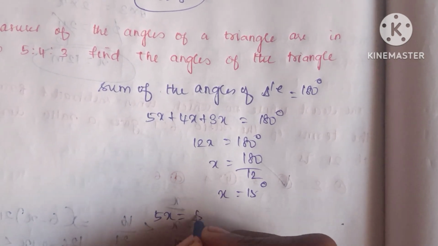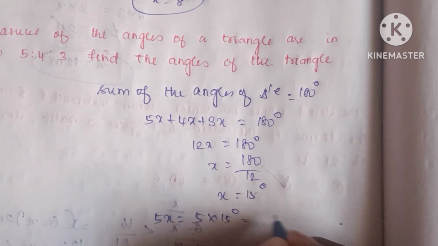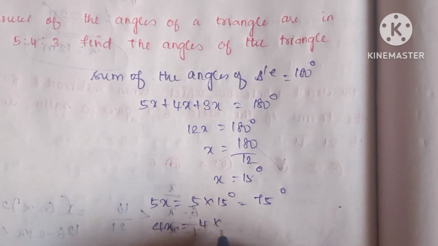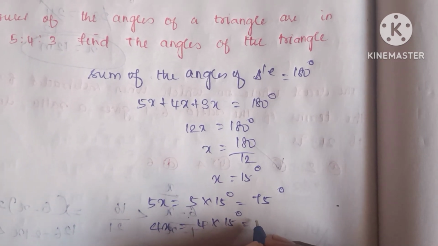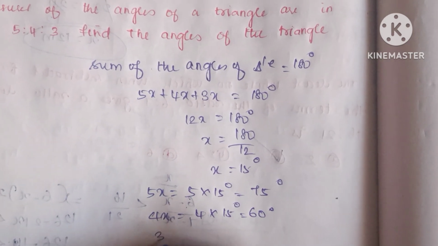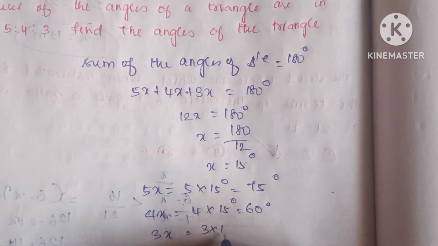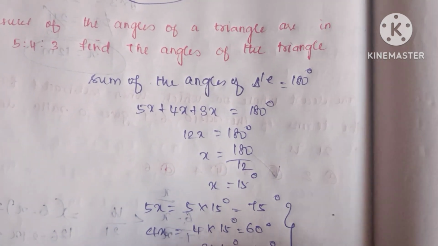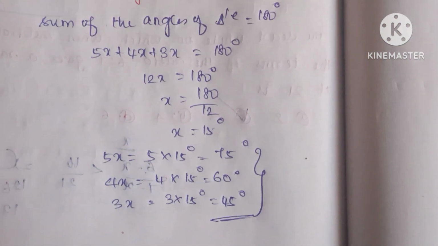5x is equal to 5 into 15 degree is equal to 75 degree. 4x, 4 into 15 degree is equal to 60 degree. 3x is equal to 3 into 15 degree is equal to 45 degree. இது மூணு ஆங்கிள் தான் ஆங்கிள்ஸ் ஆஃப் த ட்ரையாங்கிள்.